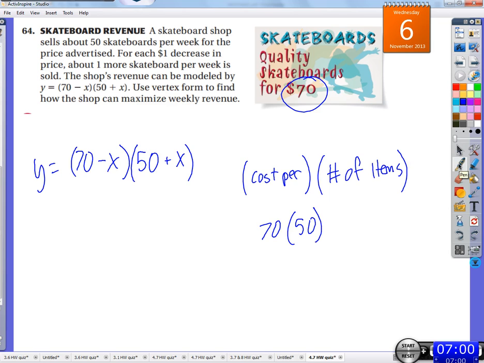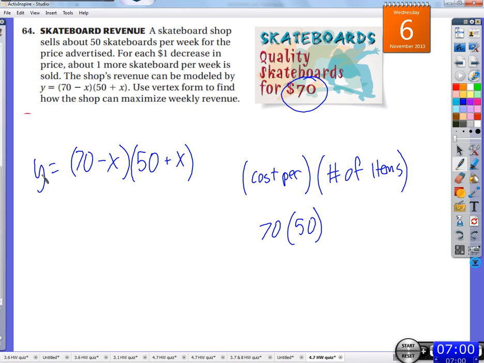So it says use the vertex form to find how the shop can maximize weekly revenue. Is this the vertex form? No. What form is it? Intercept form. This is the form that basically, if we wanted to know how many skateboards they would have to sell to make $0 in a week, we can easily find out where this function equals zero, so we can find out where they're making $0 per week. That's useless. We don't want to know that. We want to make the most money, right?